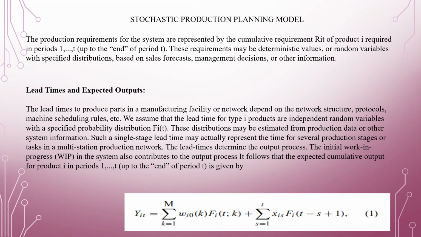The lead times determine the output process. The initial work in progress, WIP, in the system also contributes to the output process. It follows that the expected cumulative output for product i in periods 1 up to T is given by the equation where the first sum is the expected output from the WIP at time 0 and the second sum is the expected output from the quantities released up to period T.